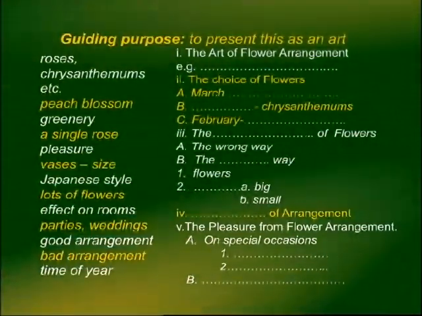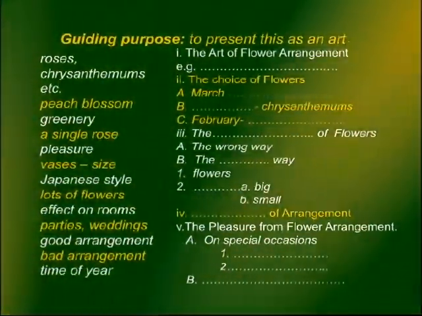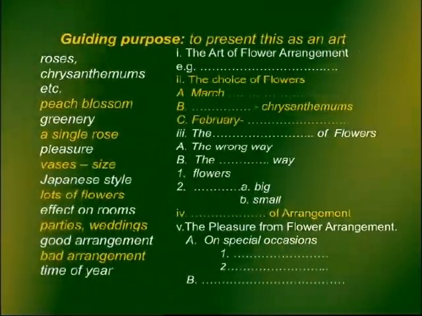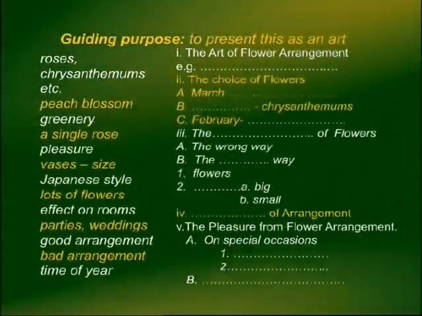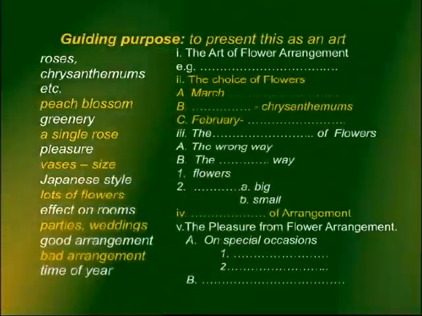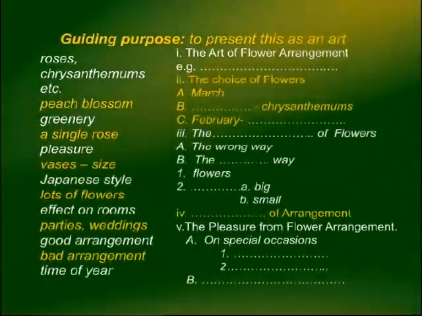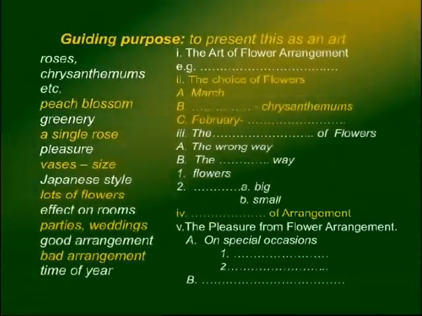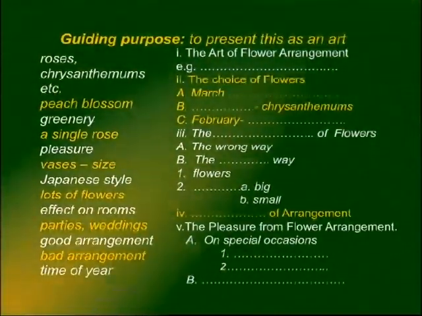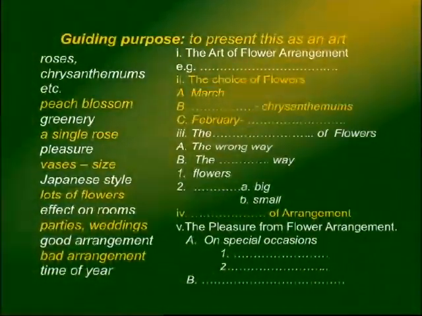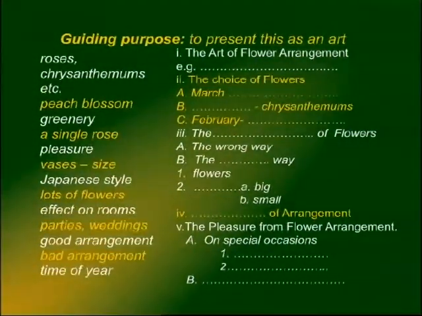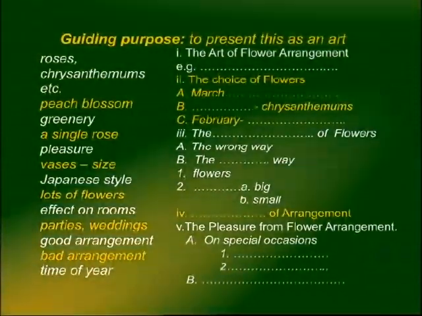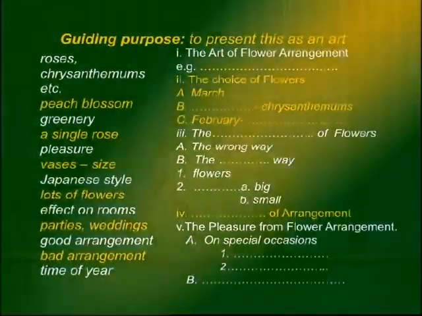Number one, the art of flower arrangement. And for example, what could you have over there? You could say Japanese style. Number two, first look at the main headings. The main headings are the art of flower arrangement. You can talk about how the Japanese have developed this into an art. The next major heading is the choice of flowers. The third is the display of flowers. And then number four is again arrangement. Number five is the pleasure from flower arrangement.